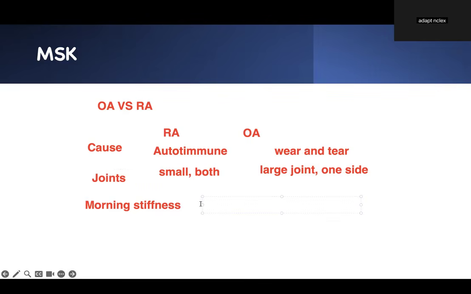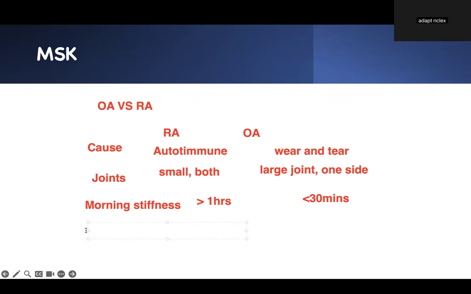You get it wrong. Morning stiffness for osteoarthritis is very short, right? Very, very short, less than 30 minutes. But rheumatoid, because they're not moving, usually it lasts longer, like an hour. So that's the difference. When they give you a question saying the client complained about morning stiffness that lasts for more than an hour, it's rheumatoid arthritis. But if it's less than an hour, it's osteoarthritis.